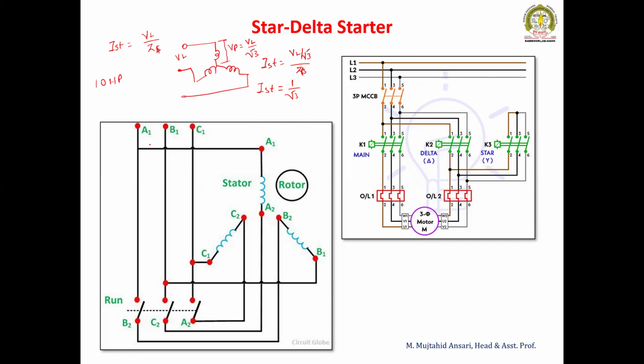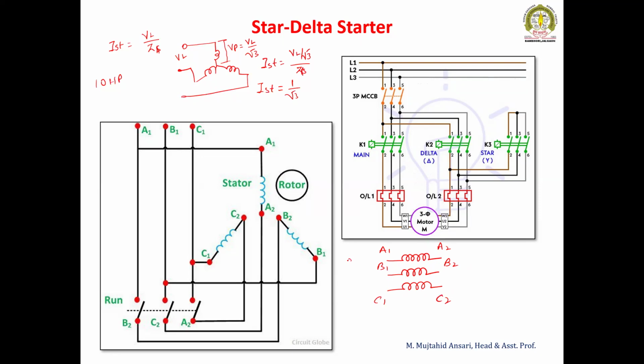So see here, this is A1, B1, C1, the supply terminals, and C2, B2, and A2. There are three windings. This is winding 1, this is 2, and the third winding for the 3-phase motor. So let it be the A1 terminal, A2, B1, B2, and C1, C2.